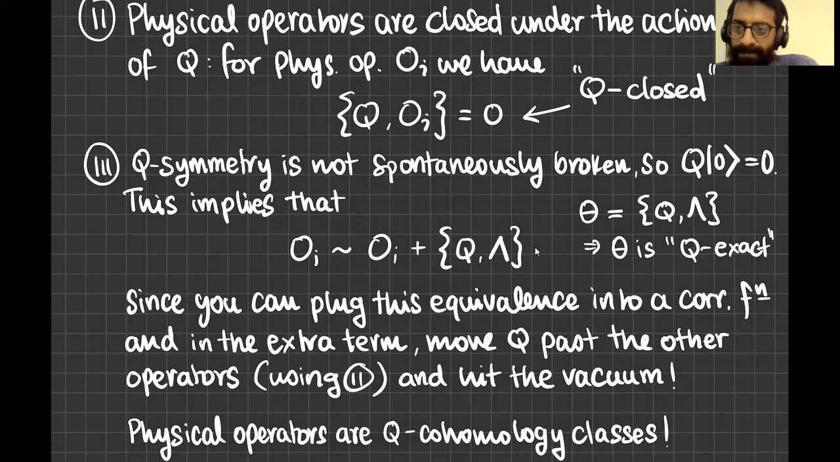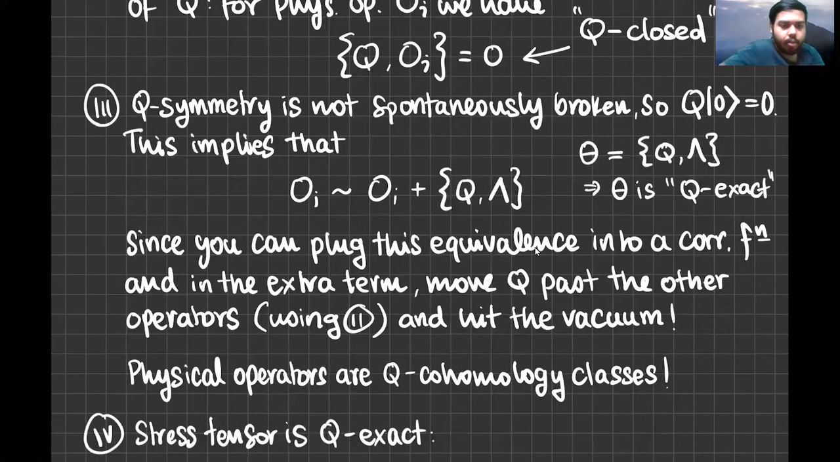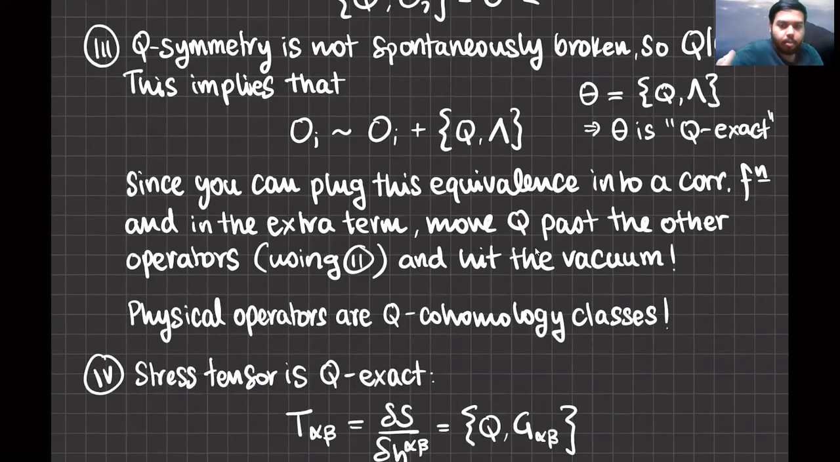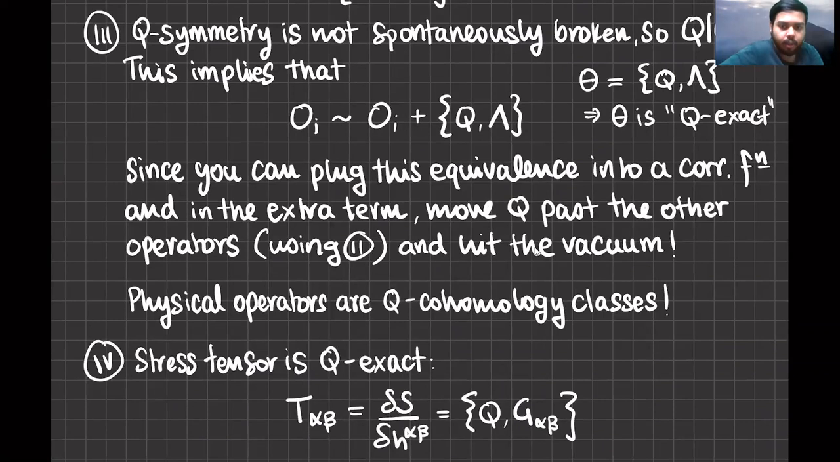I think you answered my question. I wanted to ask about the stress tensor correlator, the correlator of the stress tensor with other physical operators in the spectrum. That's always 0, right? Yeah, it's the same argument: you just plug it in and commute it past everything.